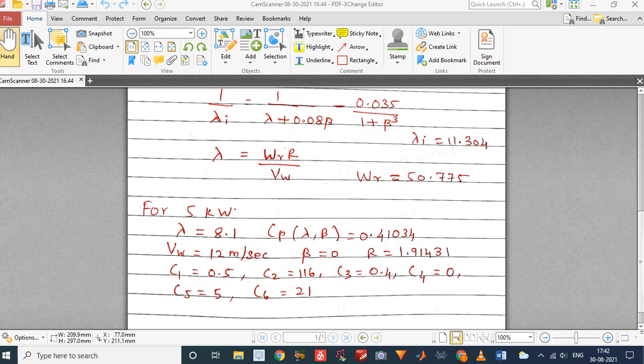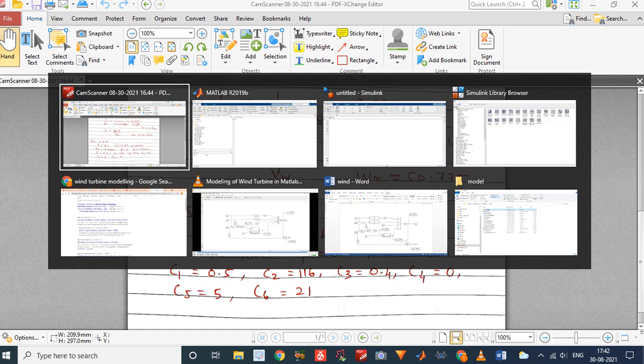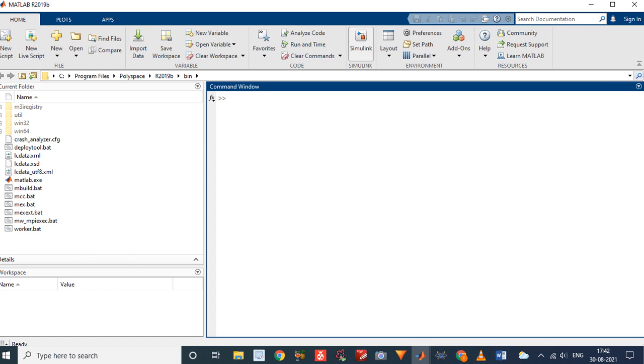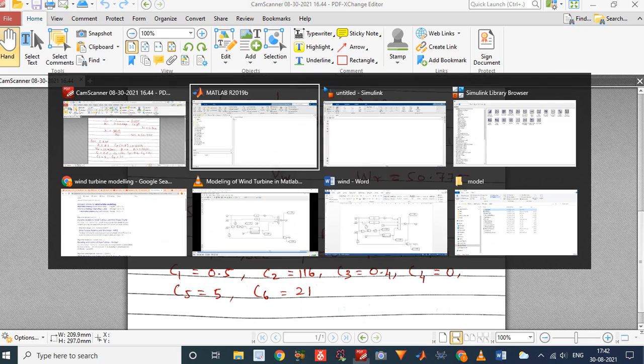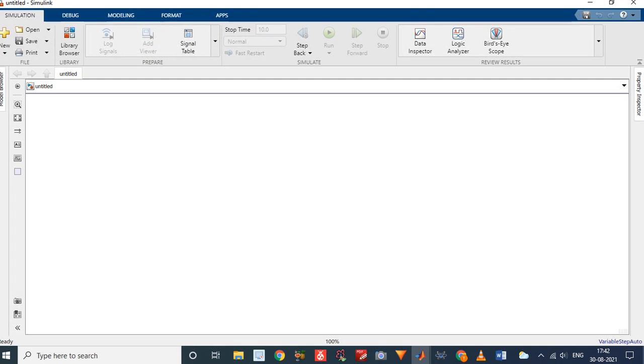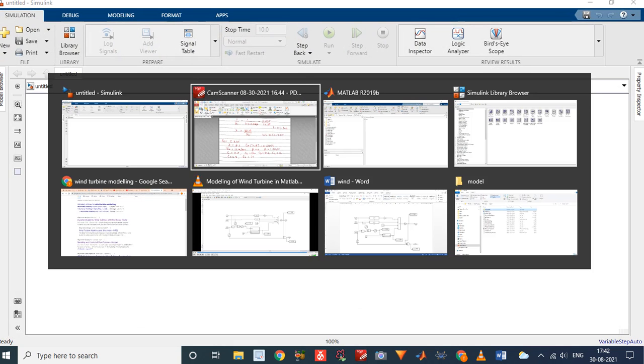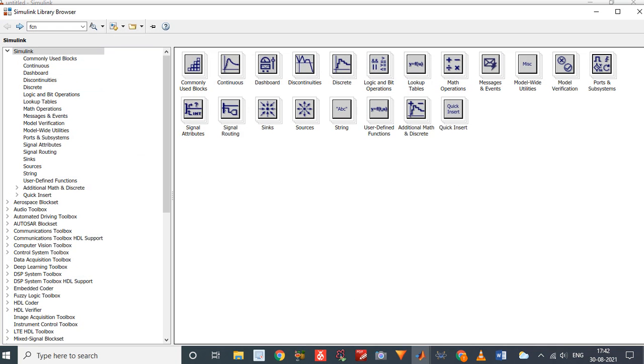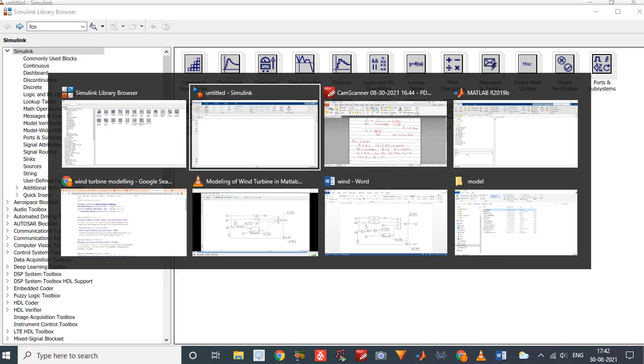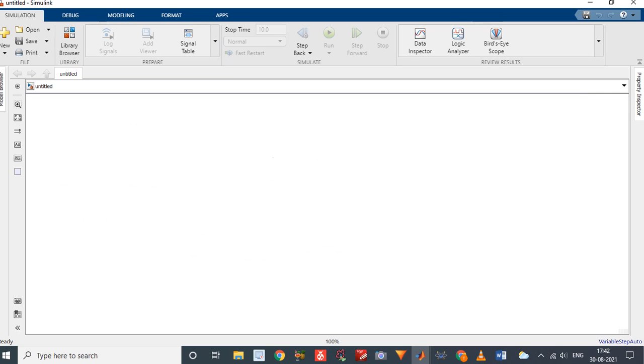Now we are going to model the wind turbine using MATLAB. For that, just open MATLAB and then click on Simulink and then create an untitled model, a blank model. Then click on the library browser. You will get the tools from the library browser. First of all, I'm going to create a system in this only. I'm not going to use that. If I need, I will use the library browser.